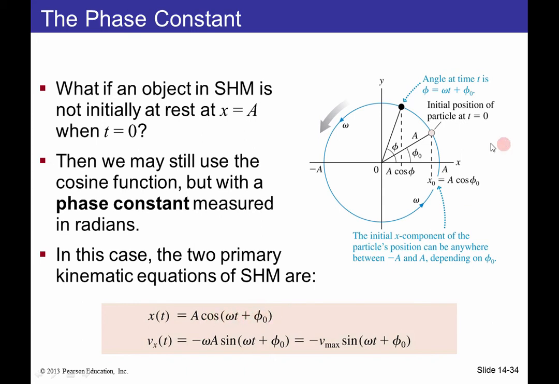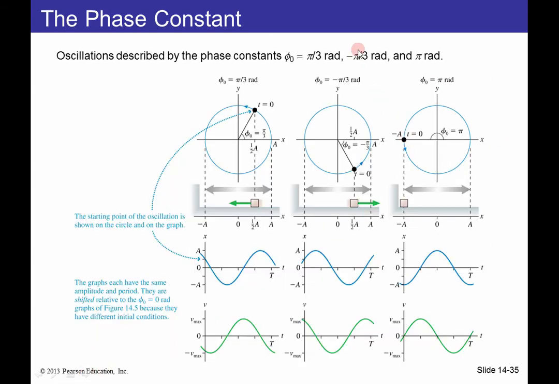If this is zero, then you're starting right here. But say this is something else, then you're going to start at some different point. Let's look at some values for that. Here we have a phase constant of pi over 3, that is 60 degrees, right? So you're starting over here. That is your initial condition. You would be starting somewhere right here.